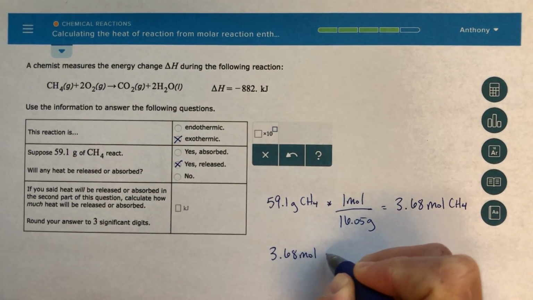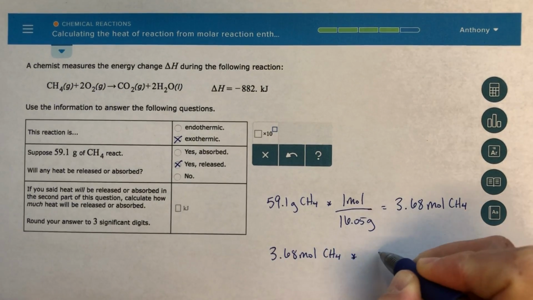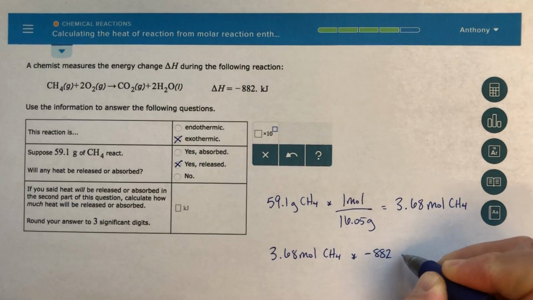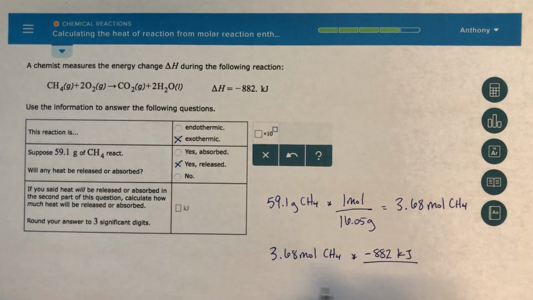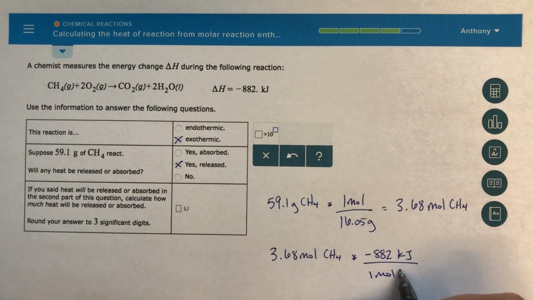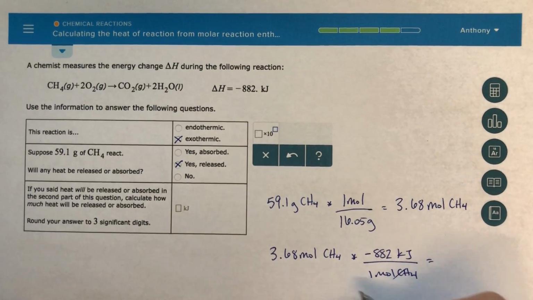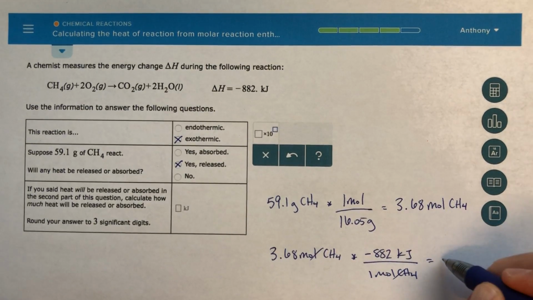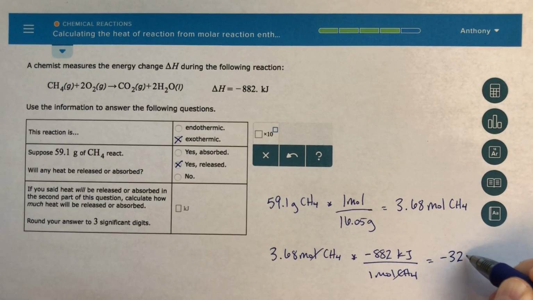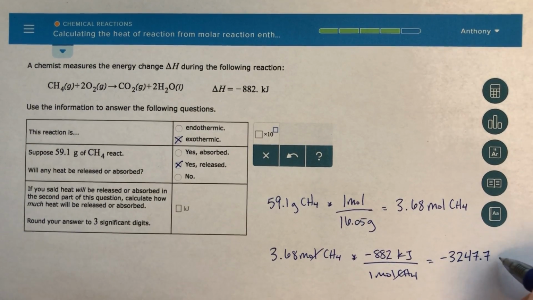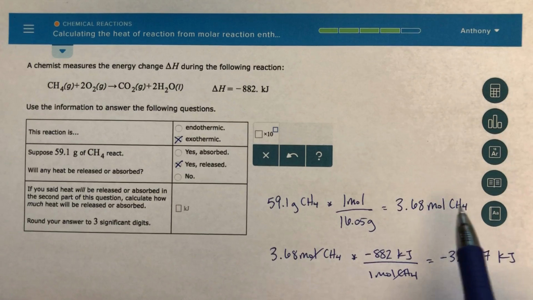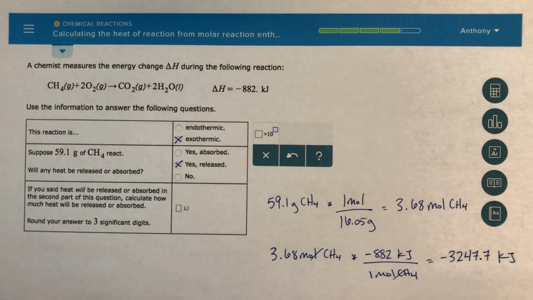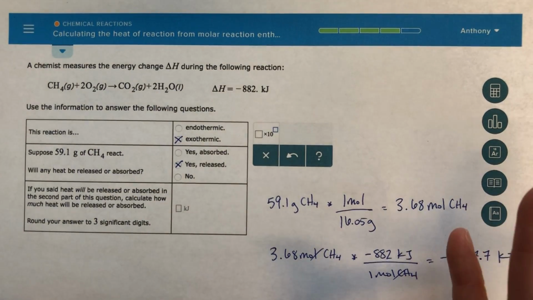3.68 moles of CH4 times minus 882 kilojoules. That's the amount of energy for every 1 mole of CH4. My units of moles of CH4 will cancel out, and I get a value of minus 3247.7 kilojoules. So this is saying that this is the amount of energy that will be evolved if I burned 3.68 moles of methane, right? That 59.1 grams. If you burn that, this is the amount of energy that's going to be evolved because it's exothermic.